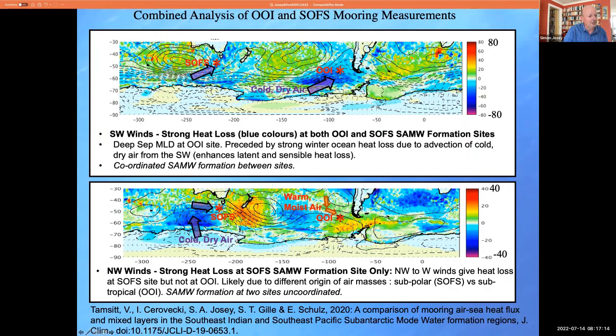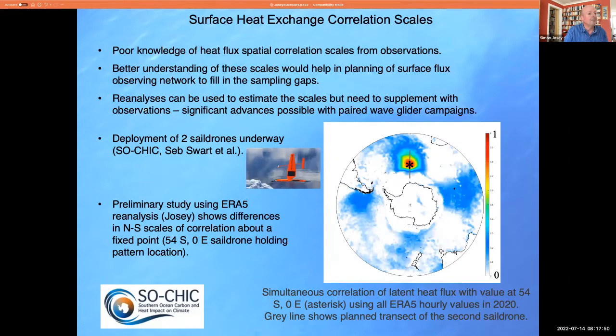And in this situation, you had a circulation of air approaching the SOFS site from the west to northwest, but it had originated to the south. So that was cold and dry, whereas the parallel flow of air at the other site was from the north and then from the west, and that was a warm condition. So we can have uncoordinated heat loss under these conditions, and so subantarctic mode water formation at the two sites being uncoordinated as well. So that was quite a nice result, and it's discussed at length in that paper.